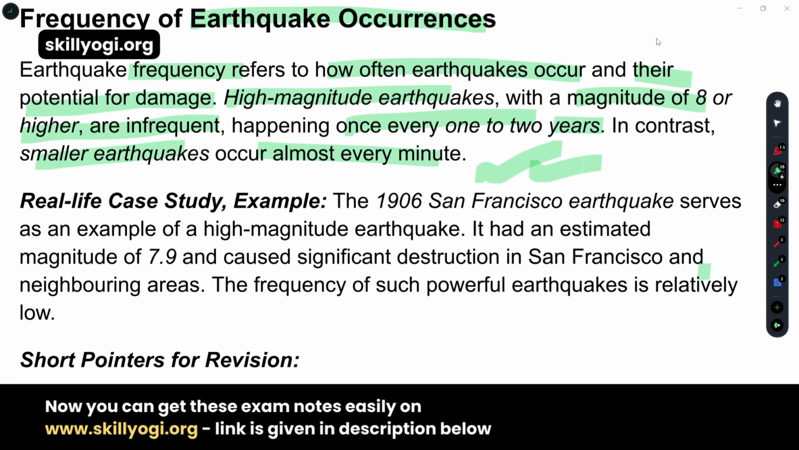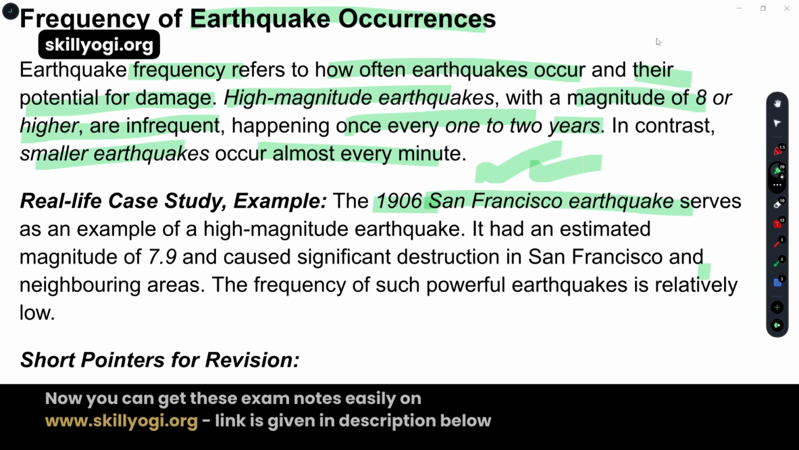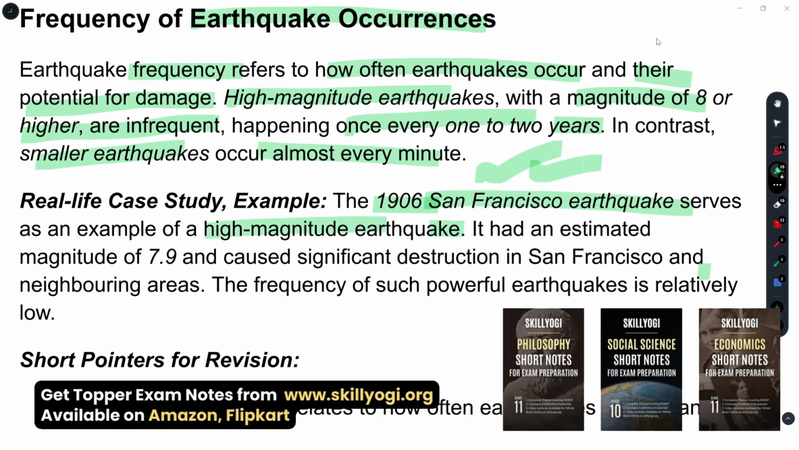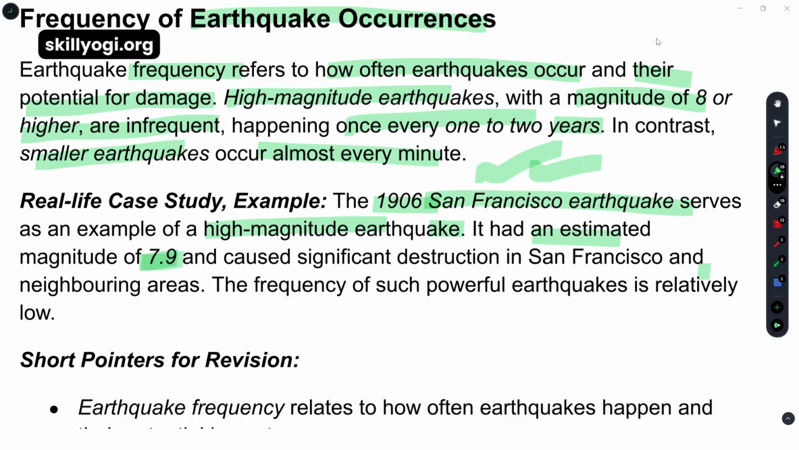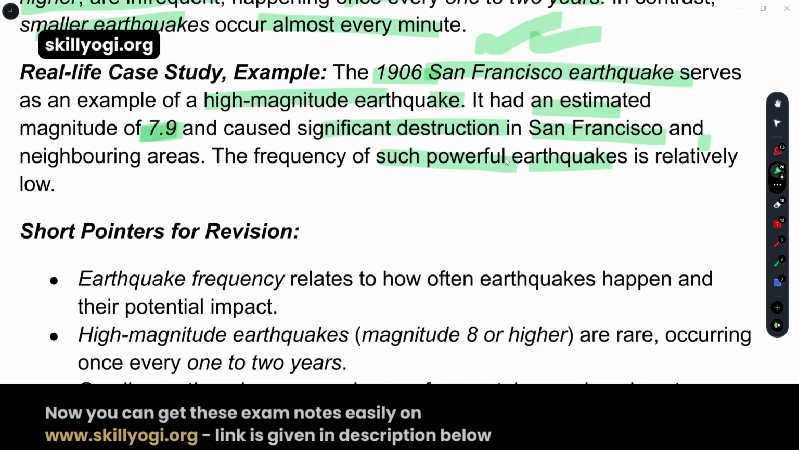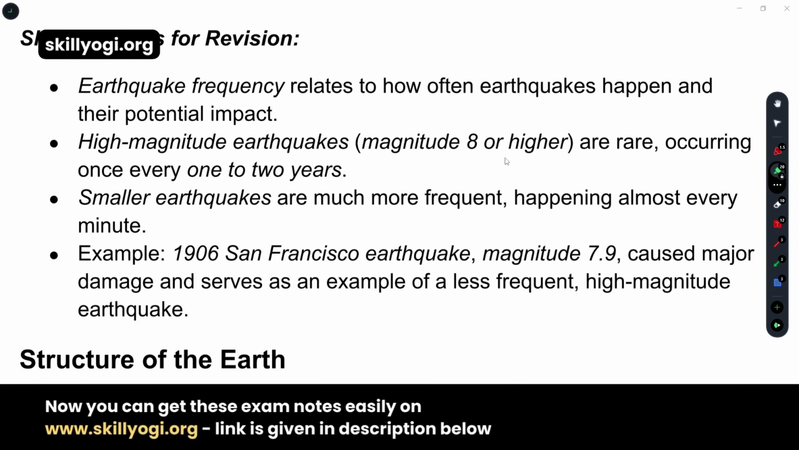There is also one example given. The 1906 San Francisco earthquake serves as an example of a high magnitude earthquake, which had an estimated magnitude of 7.9. All of you can mark down this sentence: 7.9 magnitude, which caused significant destruction in San Francisco and the neighboring areas. So this was such a powerful earthquake. That kind of earthquake is relatively rare, because if it happened often, the world would be destroyed soon. So it can't happen.